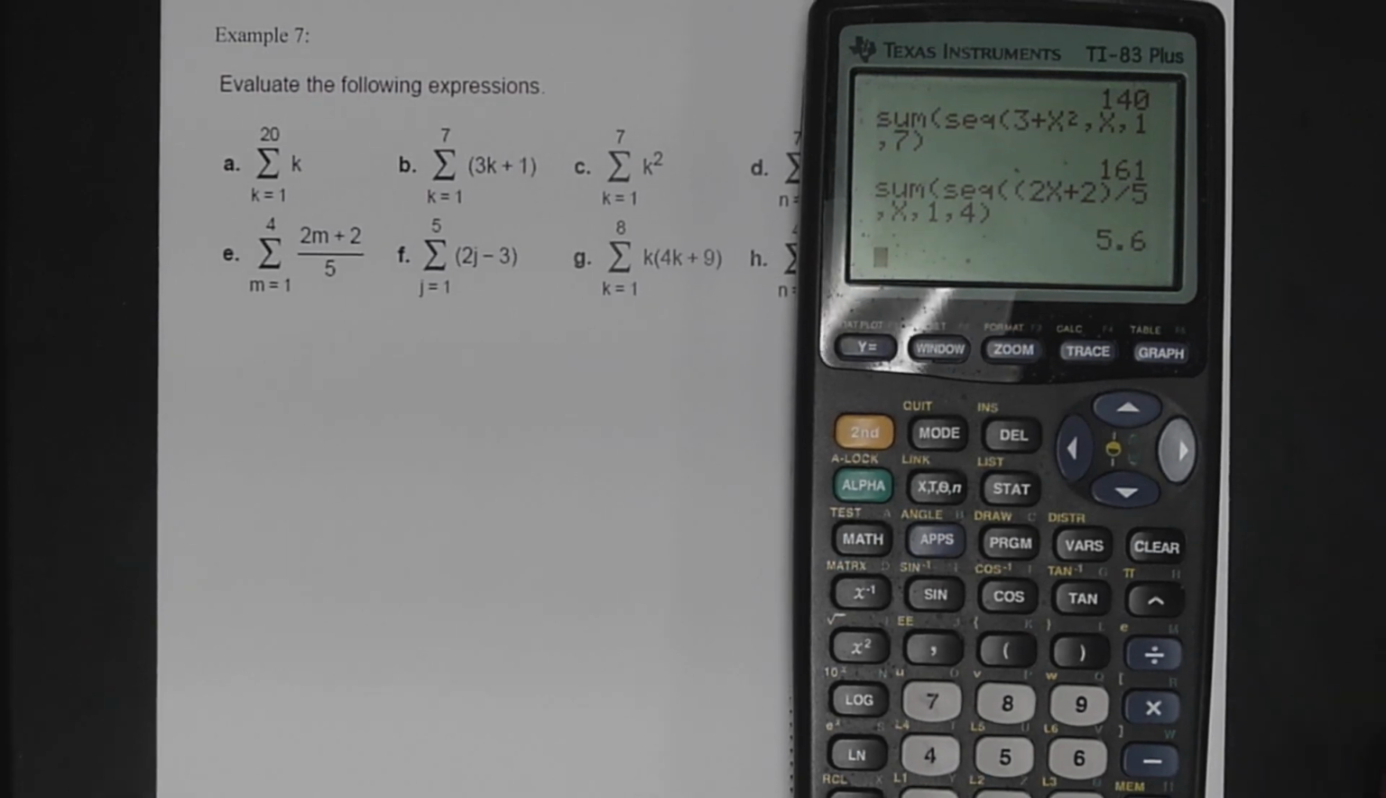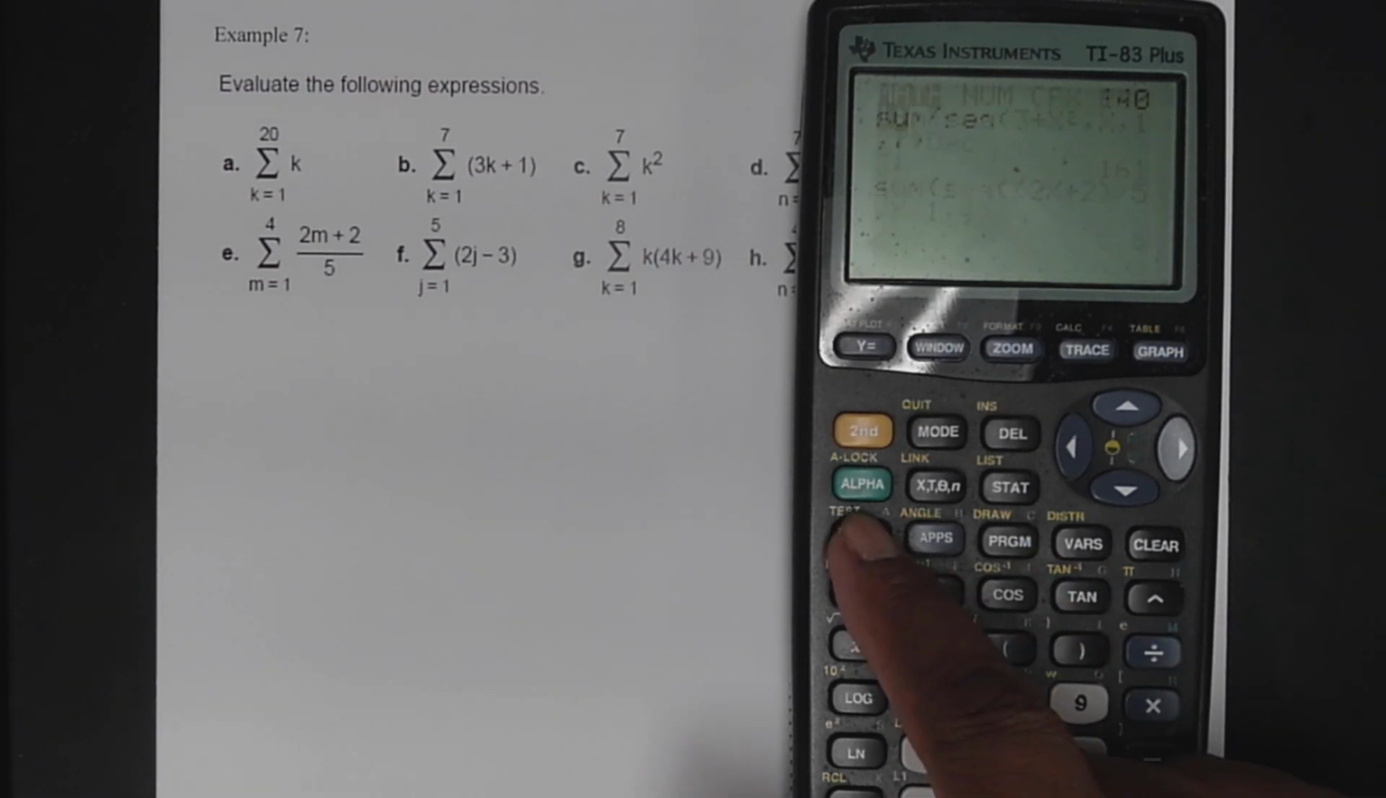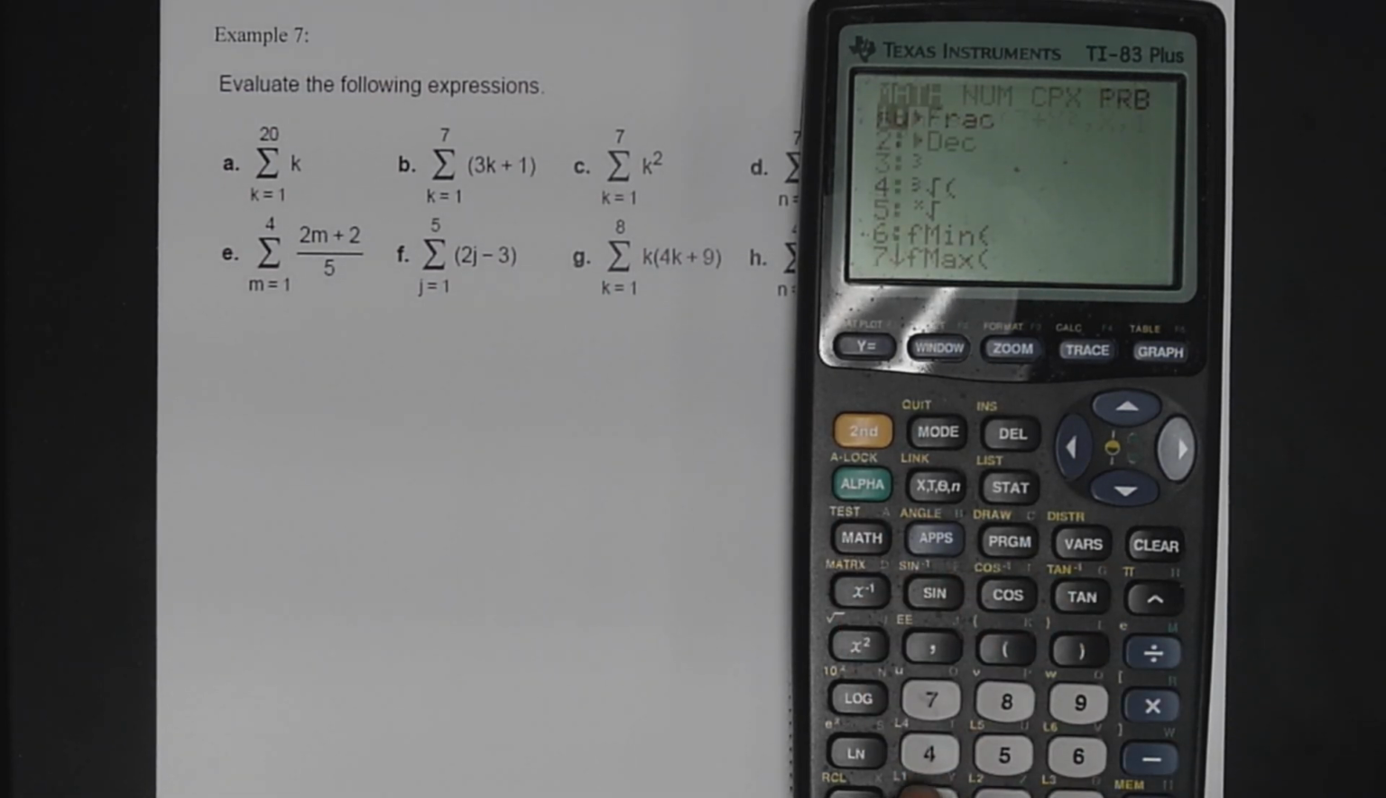Now here I get 5.6 as a decimal, but if they want that answer as a fraction, what you'll have to do here is press the math key and then select number 1 for fraction. And that would give you 28/5. Okay, so the summation for m equaling from 1 to 4 of 2m plus 2 divided by 5 will be 28/5, or 5.6 as a decimal.